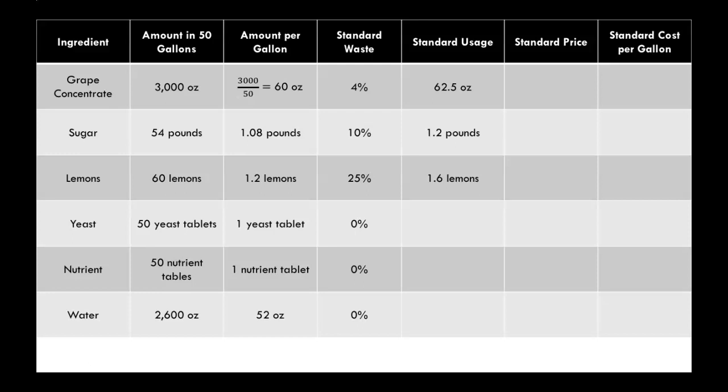Now for yeast, nutrient, and water, there's no waste, right? So the 1 yeast tablet, the 1 nutrient tablet, and the 52 ounces of water all continue on into our standard usage column.